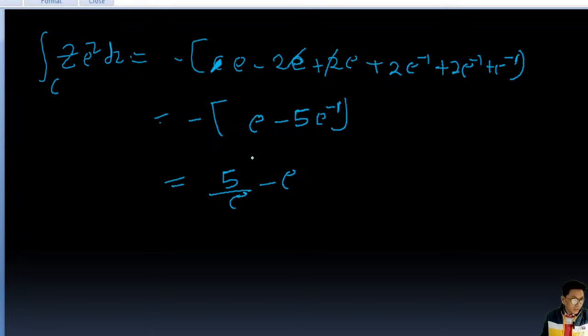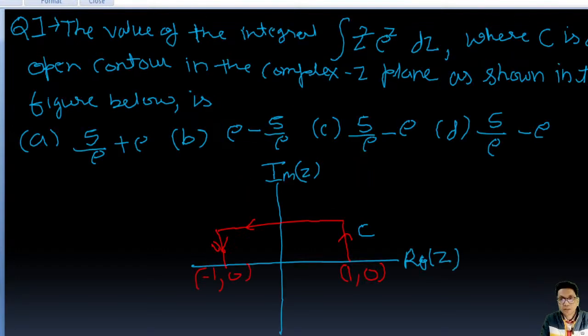So this is the one. These are minus values, sorry, these are minus, my apology, so these are going to be plus, and this is 1, so 5 upon e minus e is the answer. So which option is going to be correct? The option number C, 5 upon e minus 1.